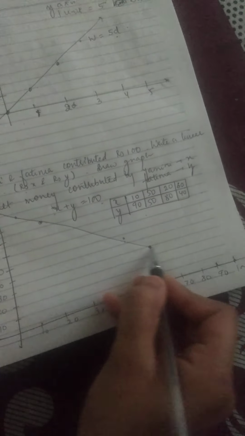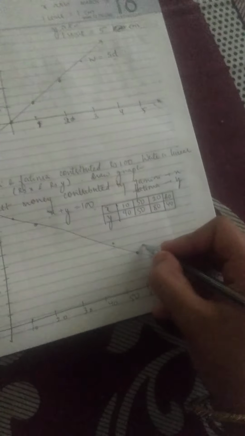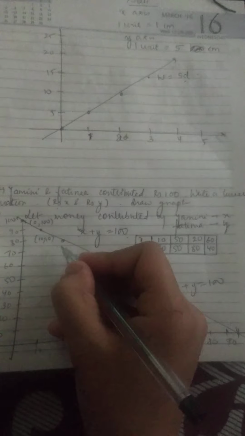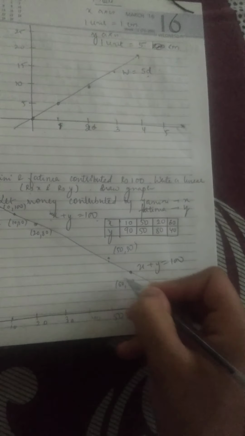So our graph will look like this. This is our 100. So x plus y is equal to 100. We label the points (0, 100), (10, 90), (20, 80), (50, 50), (60, 40). This is a decreasing graph. The slope is negative over here.